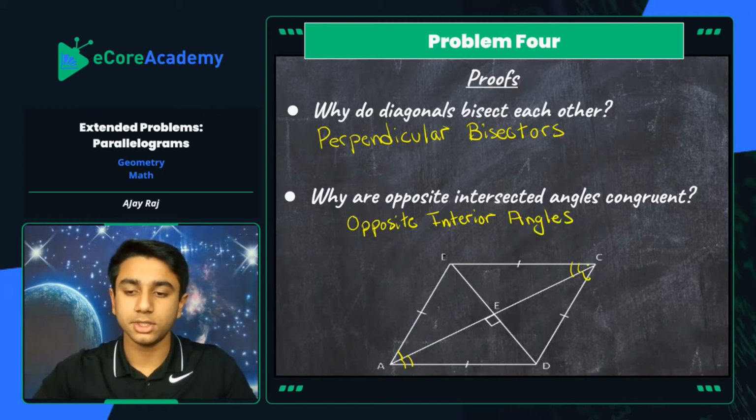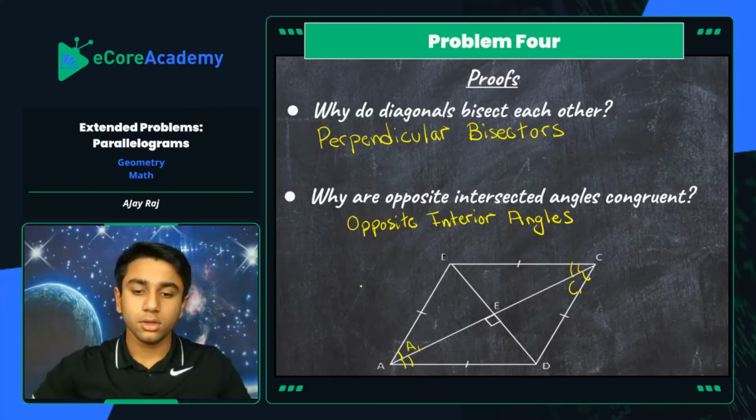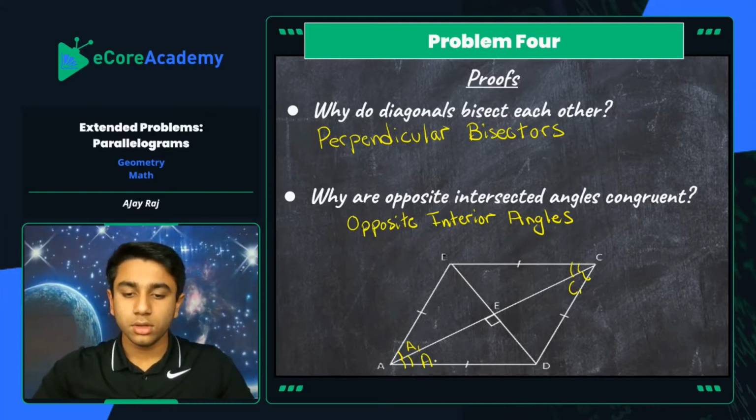So angle A1 is congruent to angle C1 because they're on opposite interior sides of the given transversal. And then, of course, this congruent angle here, we'll call this A2 right here, and this will be C2, so they're also congruent.